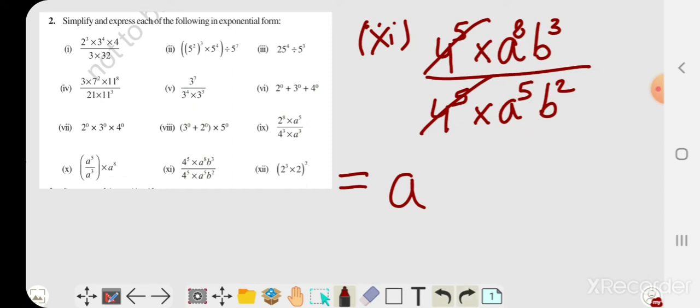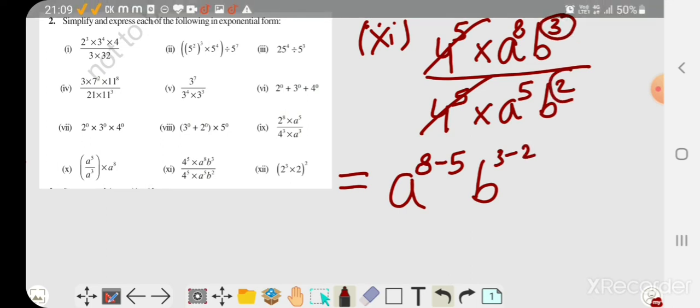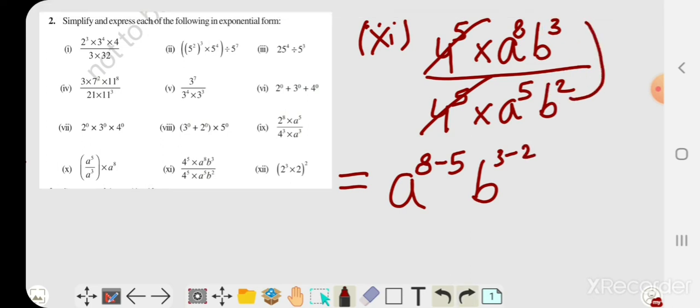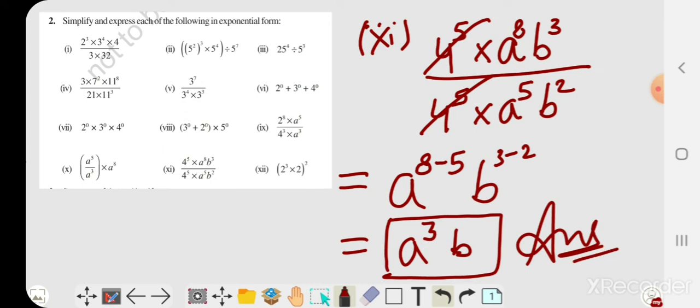Let's calculate. In the numerator power is 8. In the denominator power is 5. So that will be written minus 5, because bases are same but powers are different and there is division between these two terms. Now b, 3 minus 2. If power is in the denominator, we just subtract. It becomes a raised to power 8 minus 5 gives 3 and b raised to power 1. But when there is power 1, no need to write 1. We can directly write only b. So this is the answer.